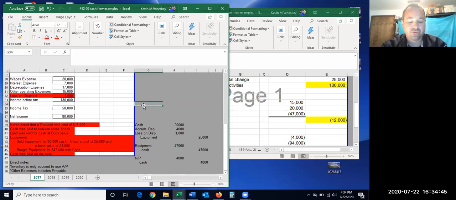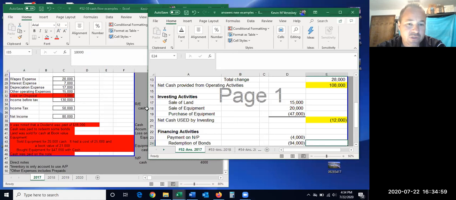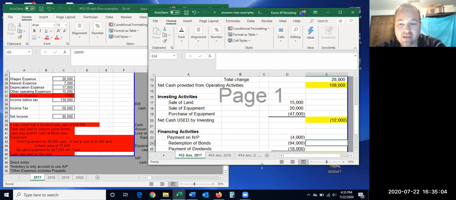I can do a journal entry that shows I had dividends being debited, and I could just say retained earnings being debited by 18,000. And my cash was credited by 18,000. And then since cash was paid, I need to show that payment of dividends for 18,000.